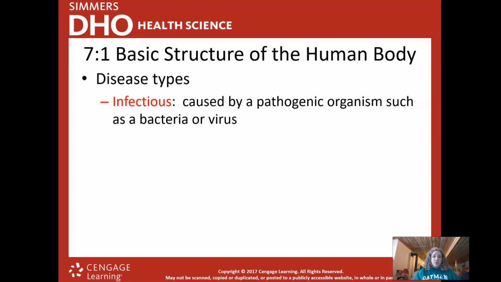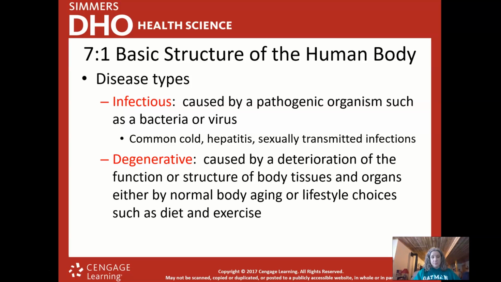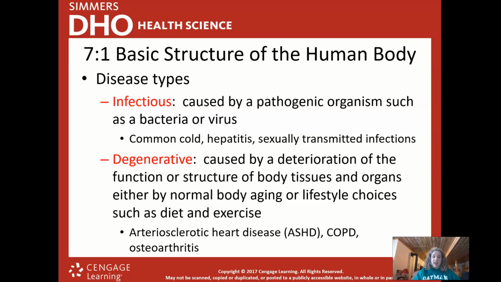Infectious is caused by pathogenic organisms such as a bacteria or virus, such as the common cold, hepatitis, sexually transmitted infections, COVID-19. Degenerative is caused by deterioration of the function or structure of body tissues and organs, either by normal body aging or lifestyle choices such as diet and exercise. So it can include COPD, osteoarthritis, regular arthritis.